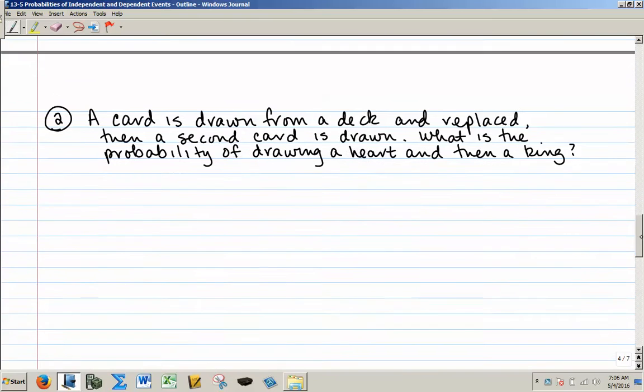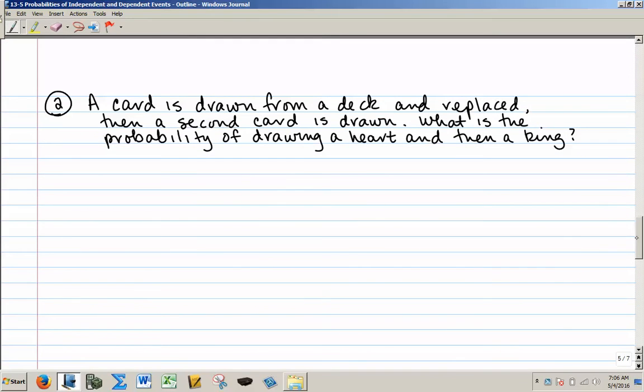Here's another example. A card is drawn from a deck and replaced. Then a second card is drawn. What is the probability of drawing a heart and then a king? Because that first card, once it's drawn, is replaced, drawing the second card is not at all influenced by whatever you drew the first time around. So we're looking here for the probability of a heart and then a king, and this would be with replacement.